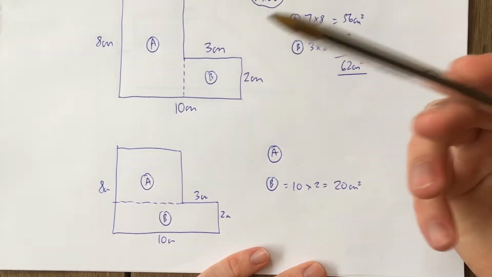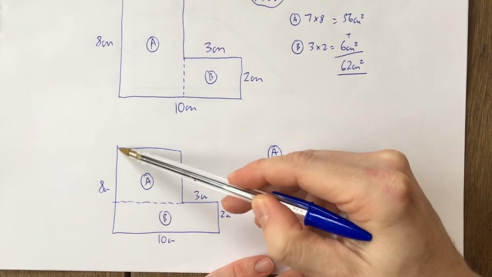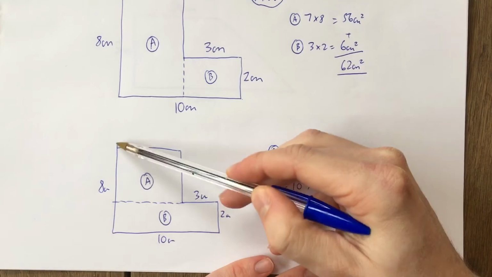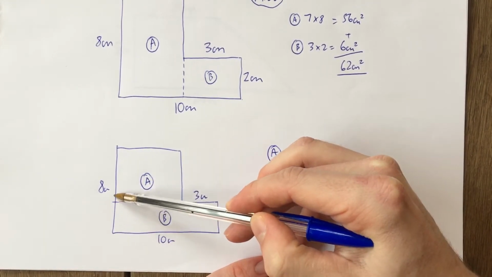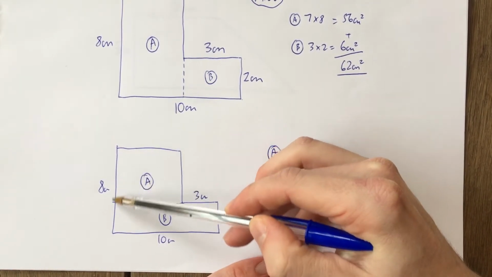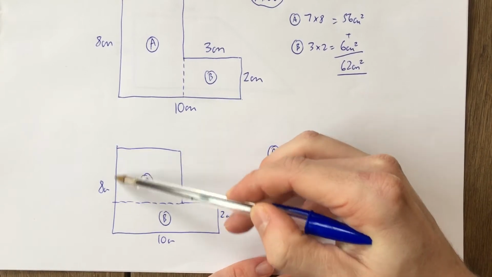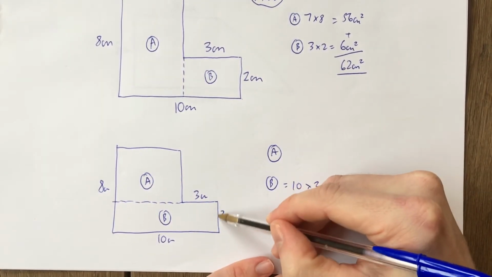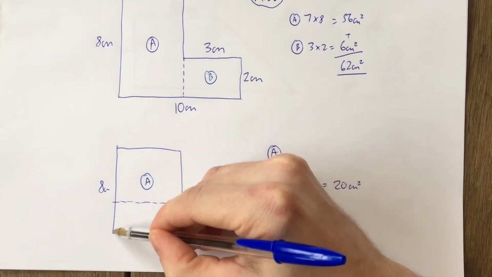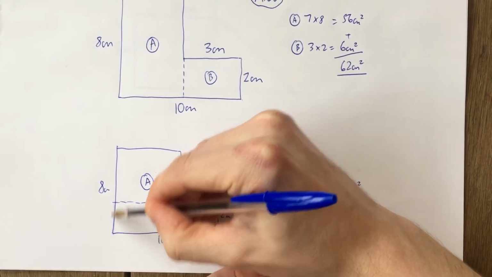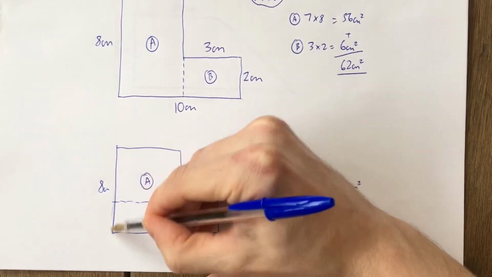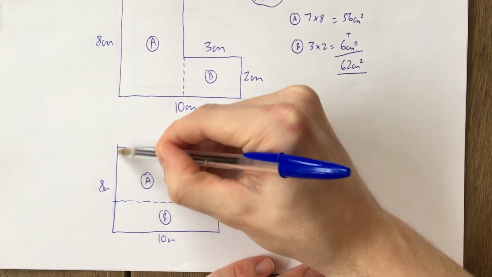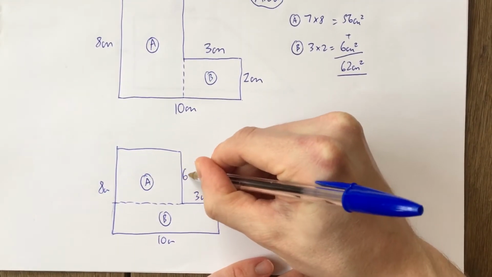Right. A is different this time. It wouldn't be 8 times something because we're not using the whole of that length. We're just using from here to here. So first things first, we need to work out what that length is. If the whole thing is 8 and that there is 2, it'll be 2 plus something, which equals 8 in total. So that part there is going to be 6. So I'm going to put 6 right here.